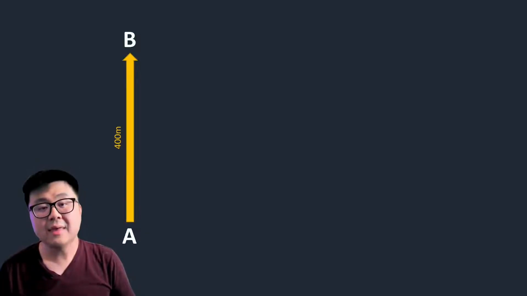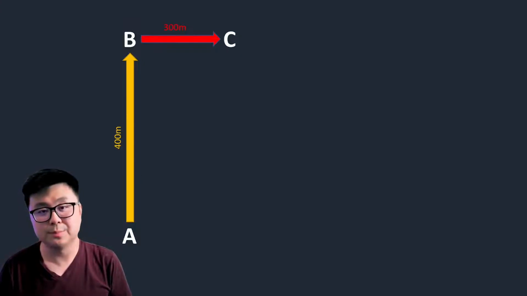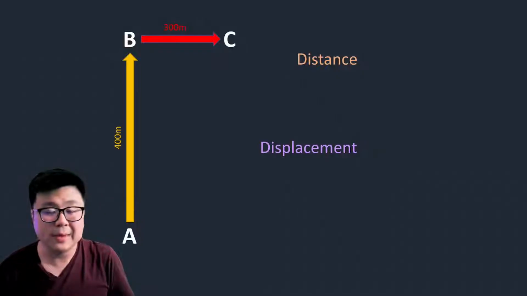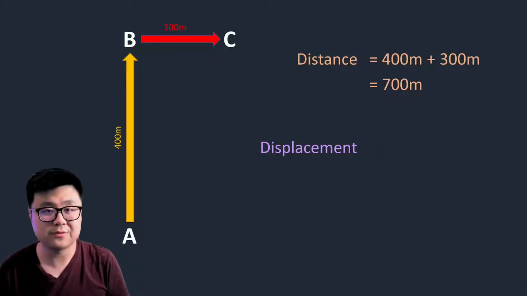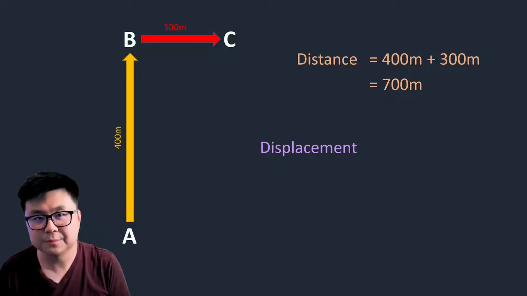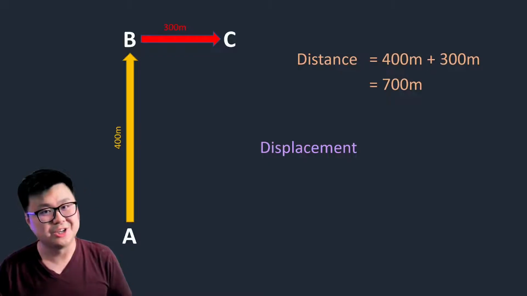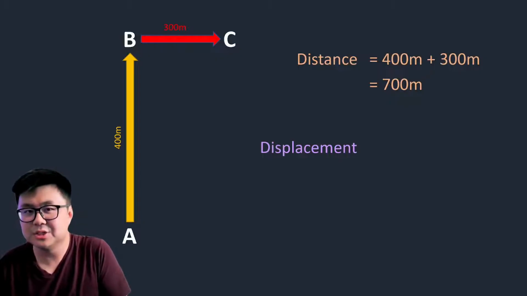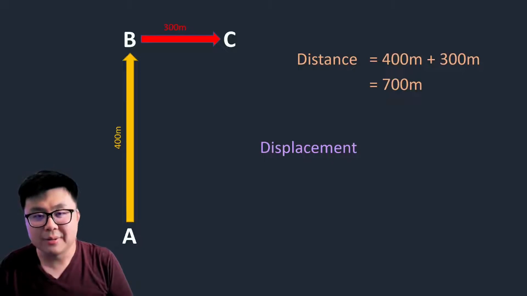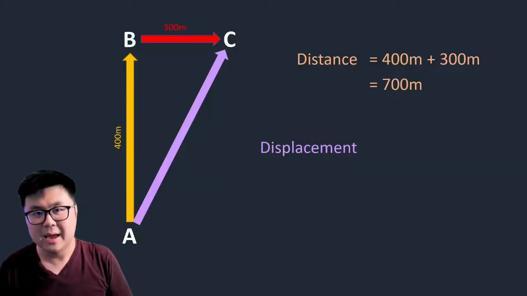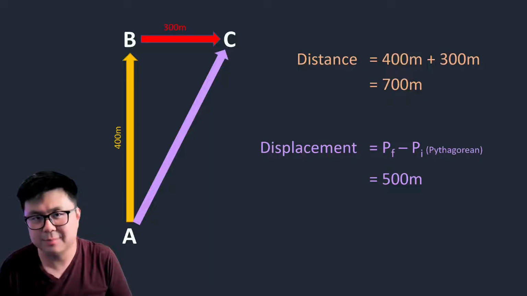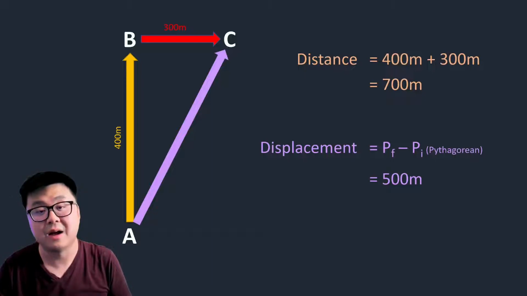Next scenario, let's say we start with point A, and this time we walk up 400 meters to point B, and then we turn right and walk 300 meters to point C. Again, distance cares less about which direction you're going, so we add up our total distance, which is 300 plus 400, giving us 700 meters. However, displacement is a change in position, right? So we started at point A, and our final position is at point C. So our displacement, won't you agree, is defined by this arrow. In this case, you can calculate the actual displacement using the Pythagorean theorem because of the right triangle, and we'll get an answer of 500 meters.